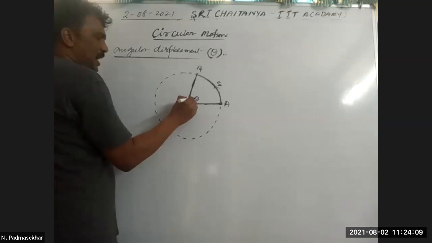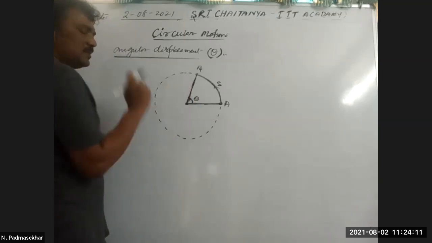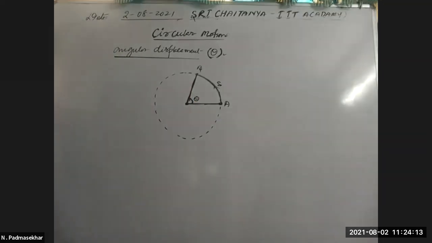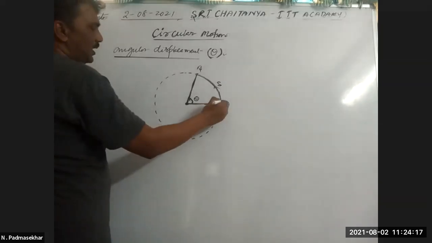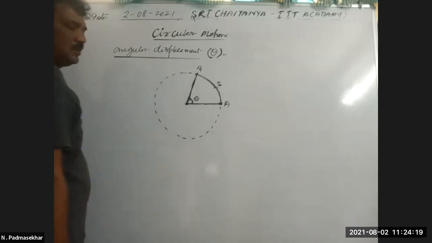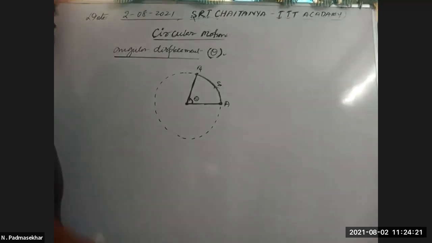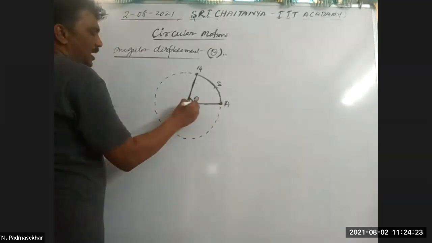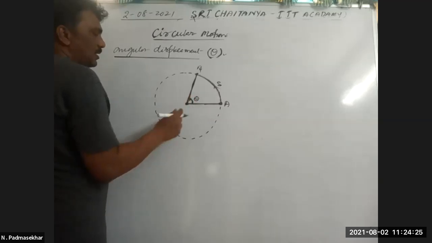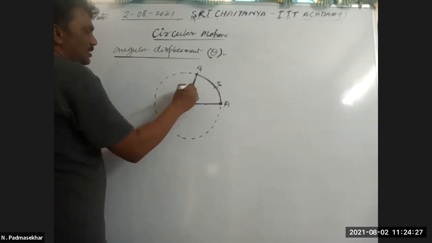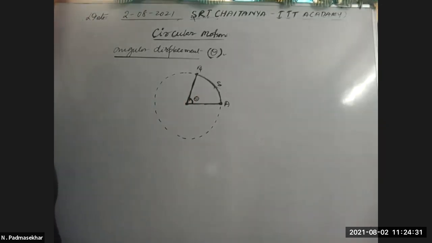So here there is some angle subtended by the radius vector at the center. While a particle goes from A to B on the circumference, the angle subtended by the radius vector at the center is called angular displacement.